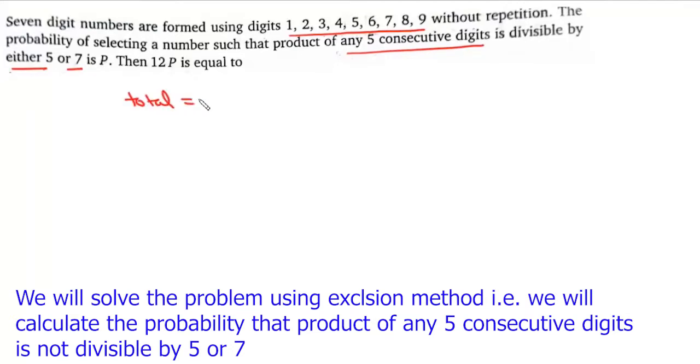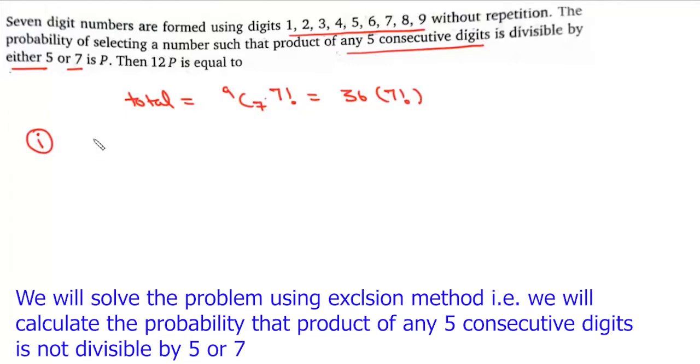Now the total number of numbers that can be formed is simply 9C7, and then once we have these 7 digits, we can form these numbers in factorial 7 ways. So it will be 36 into factorial 7, and that's our total number of ways. Now we'll calculate the favorable number of cases, and for that we'll take 3 scenarios.